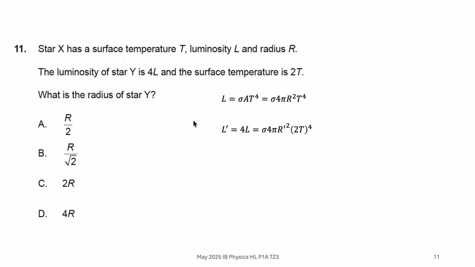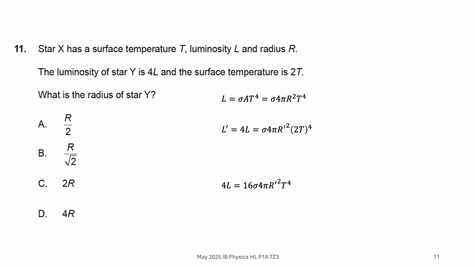So we're going to first start off by saying that L dash, which is the luminosity of the star Y, is 4 times L. And we're just going to put those numbers in. We're going to say that sigma 4 pi, again, we're going to cancel these, so it's going to get cleaner in a second, r dash. R dash is where we're going. We're trying to find that number. And we know that the temperature is double, so I'm just putting 2T to the 4, and obviously that power of 4 applies to the 2 and the T, so we're 2 to the 4, T to the 4.